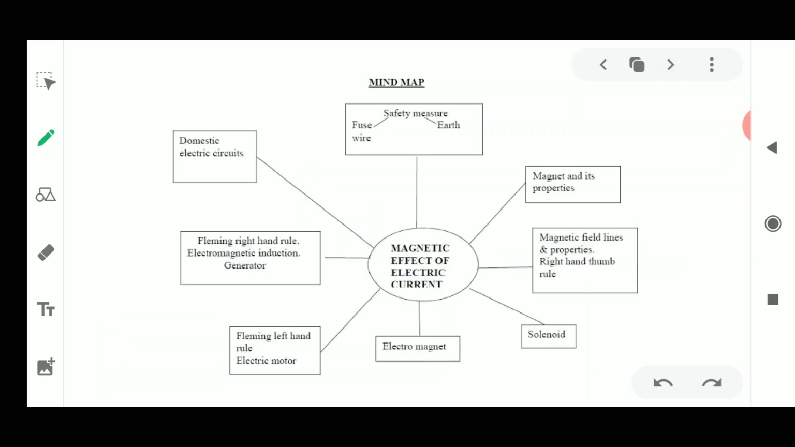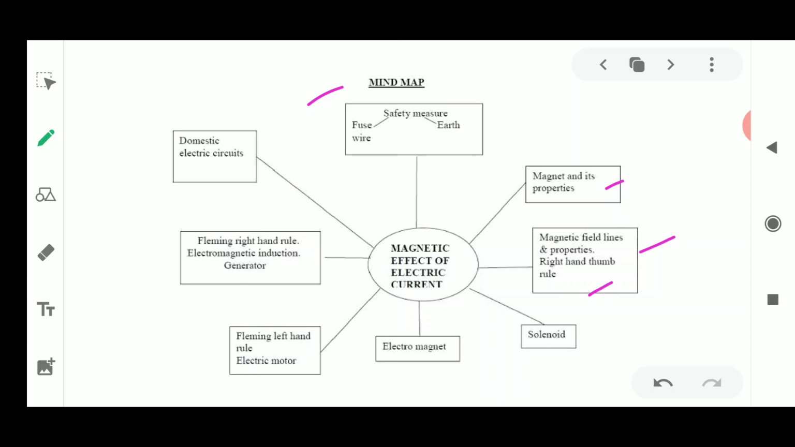Before that, I would just tell you about the mind map of this chapter. I am going to connect the topics of this chapter using this mind map. It is also helpful in studying the concepts. Fine. Now, the magnetic effect of electric current will start with magnet and its properties, then magnetic field lines and its properties. For describing these field lines, we are going to discuss one rule, that is Maxwell's right hand thumb rule.